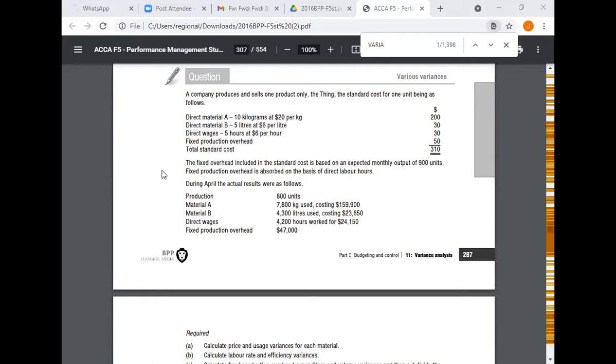Sirara. My students are bright. Sirara. Great. Labor rate variance. Sirara.